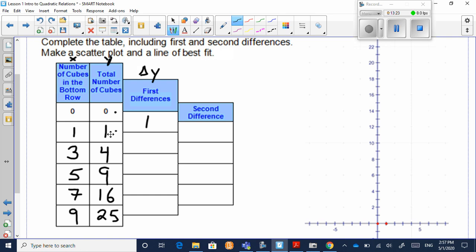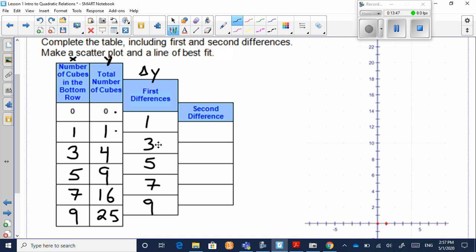So here, how did I go from 1 to 4, or it's 4 minus 1? Well, that's 3. 9 minus 4 is 5. 16 minus 9 is 7. And 25 minus 16 is 9. So obviously we'd look at that and say, well, it's not linear. But let's do this second difference now.